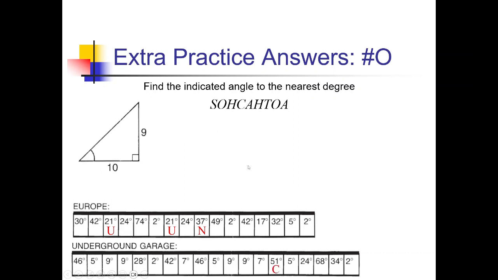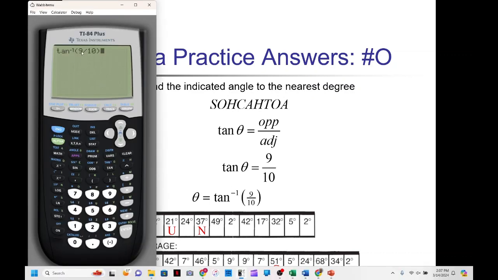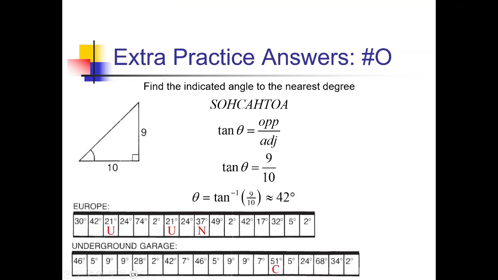Now for problem O. In this one, we have the opposite side and the adjacent, so we need TOA, tangent equals opposite over adjacent. So we have tan of theta equaling opposite side 9 over adjacent side 10. And then tan inverse of 9 over 10 is going to give me my theta. So tan inverse of 9 over 10, that's going to come out to about 42 degrees.